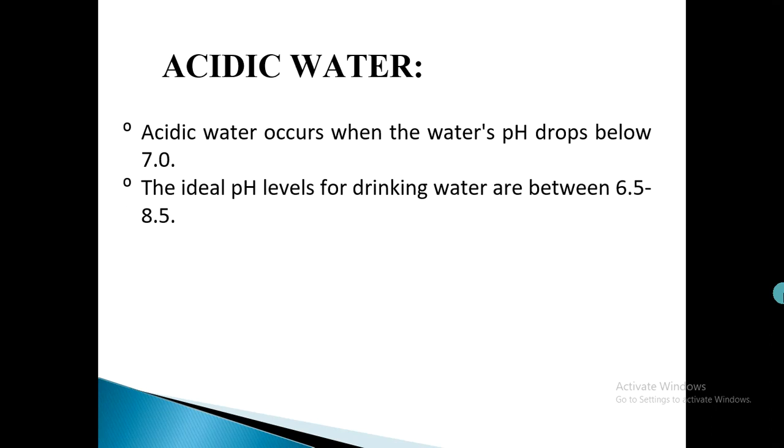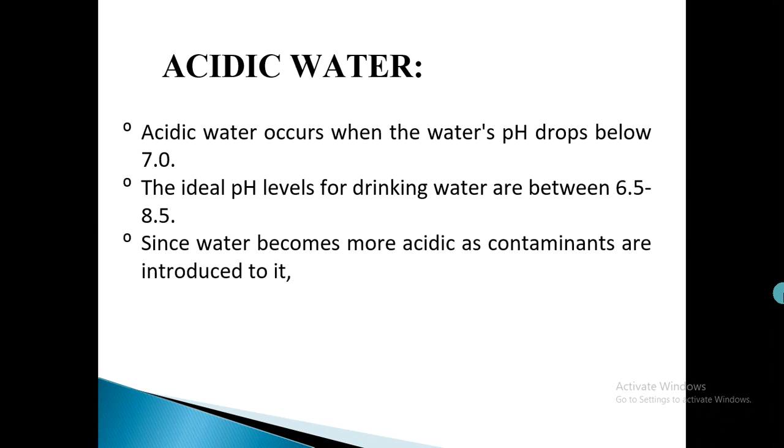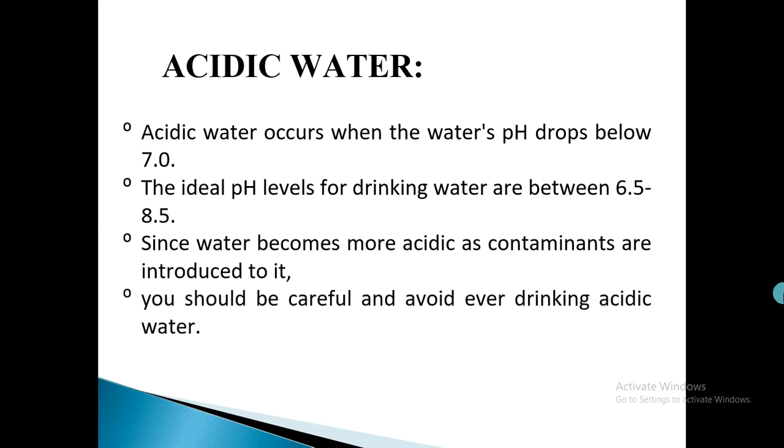The ideal pH levels for drinking water are between 6.5 and 8.5. But when the power of hydrogen drops below 7, then it's acidic water. As water becomes more acidic, other contaminants, which are acidic contaminants, are introduced to it. You should be careful and avoid ever drinking acidic water because it can harm you. So simply, acidic water occurs when the water pH drops below 7.